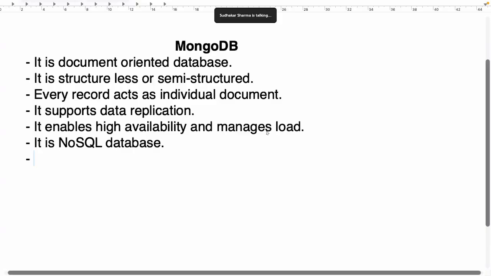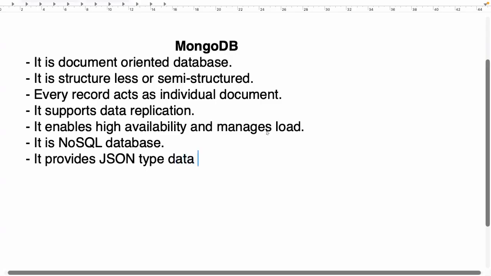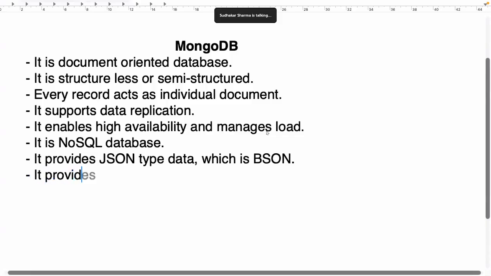But what is the specialty here? NoSQL means it provides JSON type data, which is BSON. So what are BSON types? I will show you in detail; we will learn. Another important thing is it provides JavaScript-like methods for handling interactions.